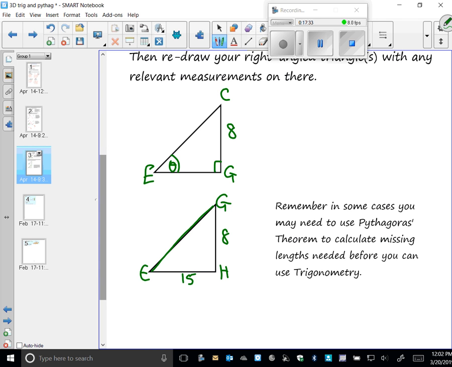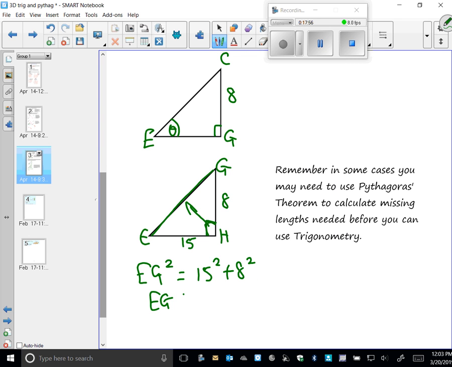So we would find EG, so EG squared would be equal to, now is it the long length or short length? Long. EG is the long length, it's opposite the right angle, so it's going to be 15 squared plus 8 squared. So, 17. So we know that EG length is now 17. So we can transfer that number now into my original triangle.